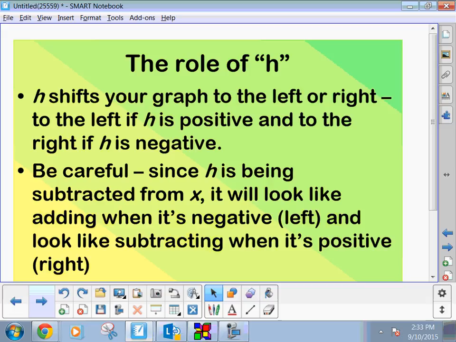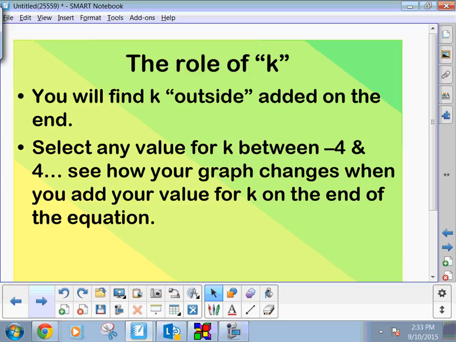Now let's talk about the second most important translation. Some people think it's the first. It just depends on who you talk to. It's the role of k. You'll find k on the outside, so it's very easy to identify where k is, because it's going to be on the outside, and normally at the end. Now just write down, don't write down the select part, you just write down where you will find k.